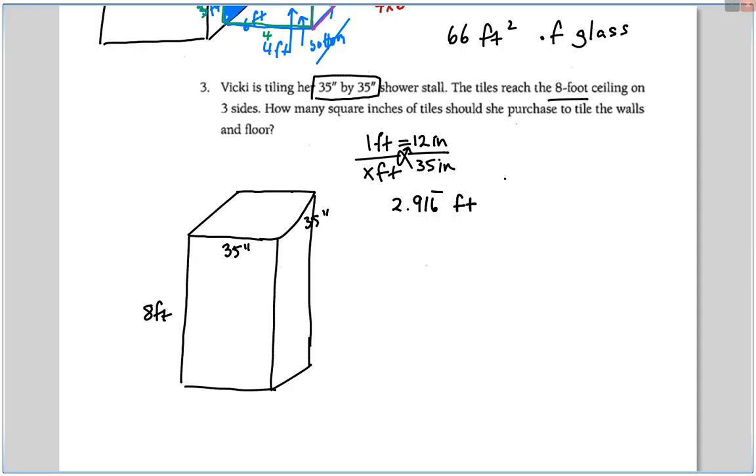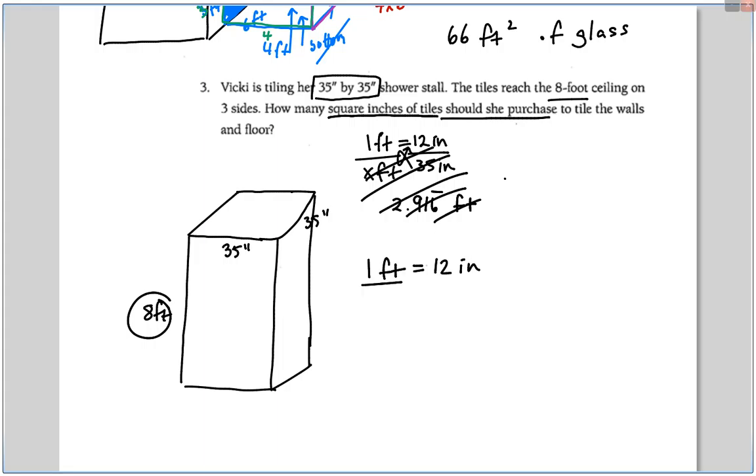Okay, and then it says, how many square inches of tiles should she purchase? That's kind of making me second guess my work here because it's going to be in inches anyway. So let's just convert the feet into inches. That'd be a bit easier. 1 foot equals 12 inch. 8 feet x inch, cross multiply. 8 times 12. So we have here 96 inch. Okay, so that's a bit easier.